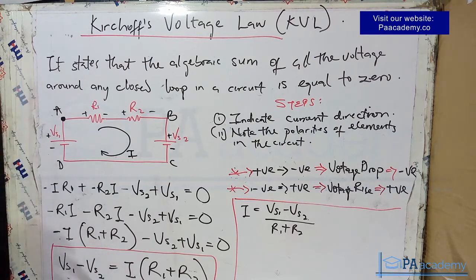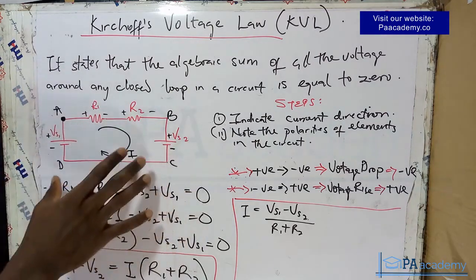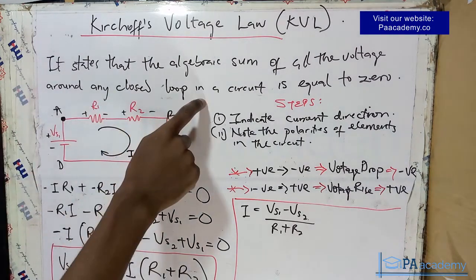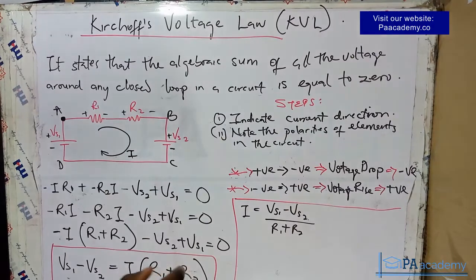In the next video, I'm going to be looking at a real-time example. So in case it's still not clear, if you watch that example, we are going to be using real values. But one thing I want you to understand in these steps is what Kirchhoff voltage law is. It says that the algebraic sum of all voltages around any closed loop in a circuit is equals to 0.